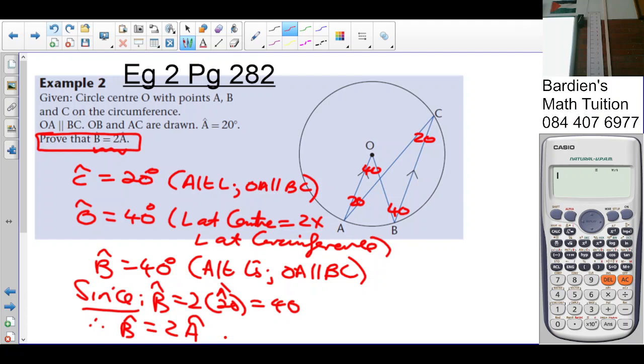Make sense, people? No. The only time we do a construction is when we're proving the theorem. Listen, this is an application of the theorem. If we prove the theorem, which is angle at center is twice angle at circumference, or perpendicular from center to chord bisects chord, when we prove those things, then we have a construction. Was that what you're confused about?